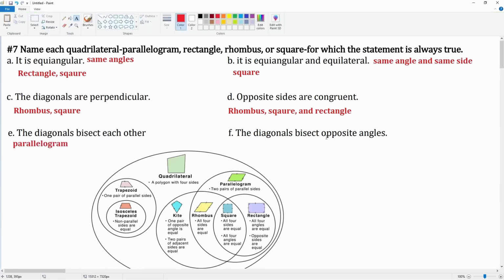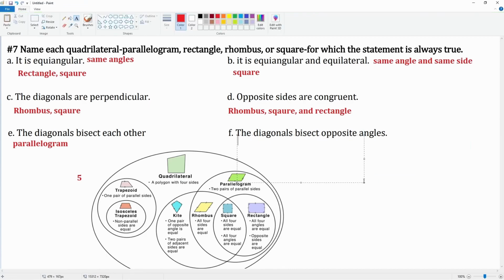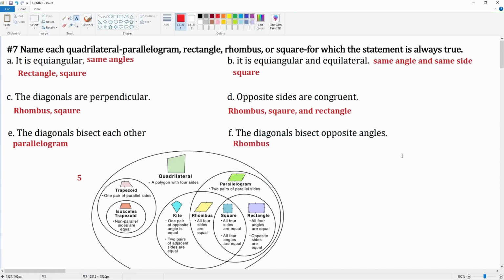Next, the diagonals bisect opposite angles. Okay, so let's see here. The only one where the diagonals bisect the angles is a very unique property of the rhombus. Okay. All right, that just means the diagonals bisect and create opposite angles there. All right, so there you go. These are all the statements for the shapes that are always true.